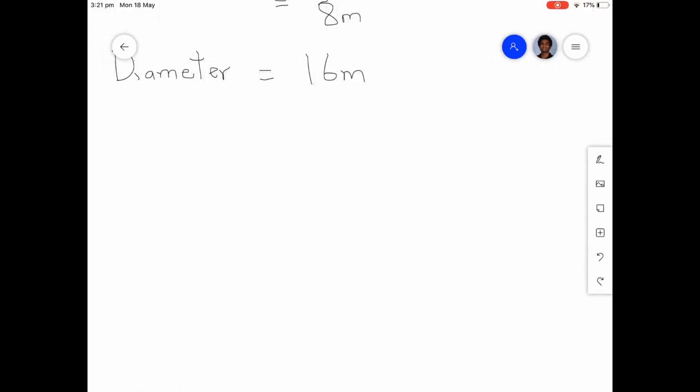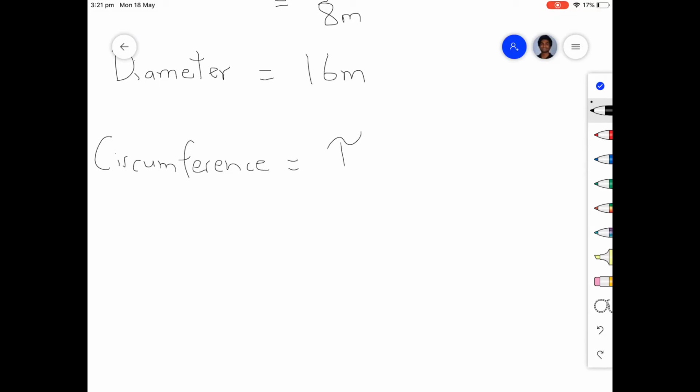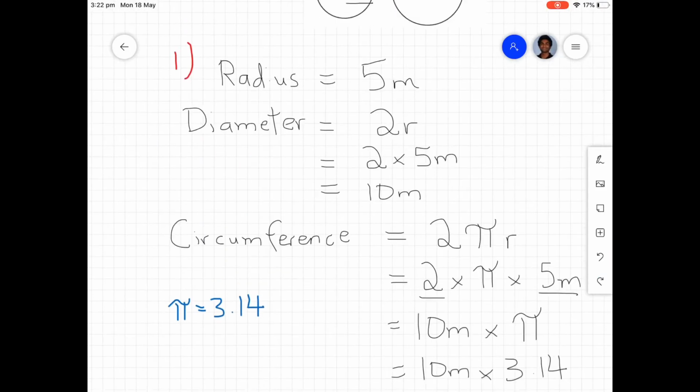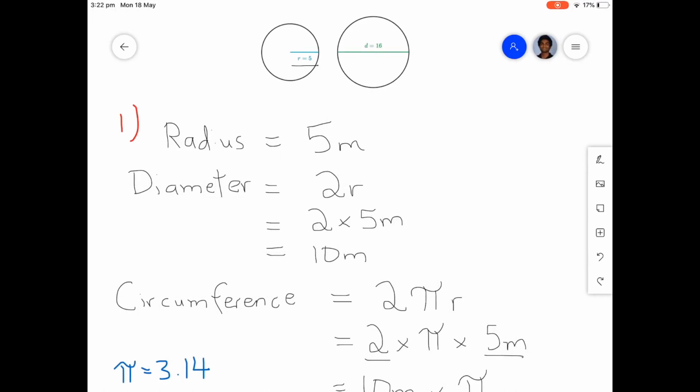And the last thing we need to calculate is the circumference. Now for this question, we're given a diameter, so I'm going to choose to use our second formula, which was pi times the diameter. And very simply, we have pi times 16 meters, which was our diameter. Pi is 3.14, and so we would use our calculator, use the pi button, and write pi times 16 meters. And the answer you should get is 50.3 meters. And that is how you calculate the radius, diameter, and circumference of those two circles.